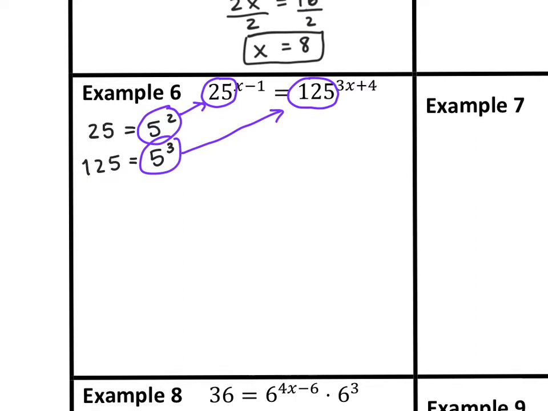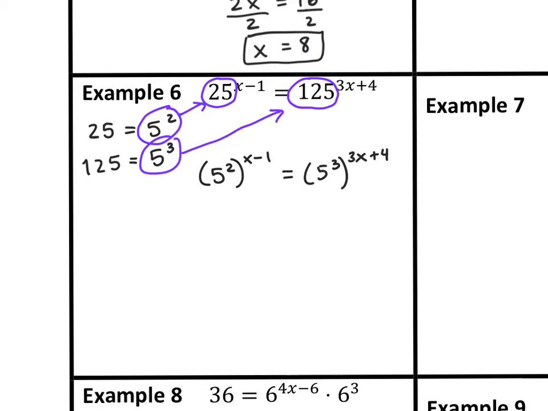So I'm going to make my substitutions in this next step. So I'm going to put 5 squared instead of 25. 5 squared. Then copy the x minus 1. And then 125 becomes 5 to the third. Copy 3x plus 4. Okay. Now this next part that we're going to do, and let me pick a different color here.